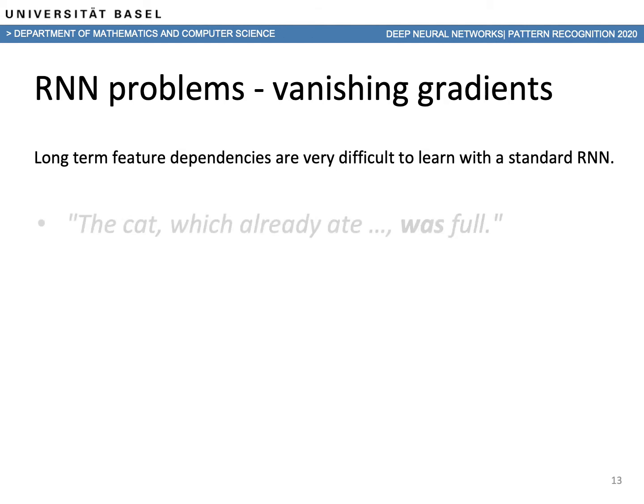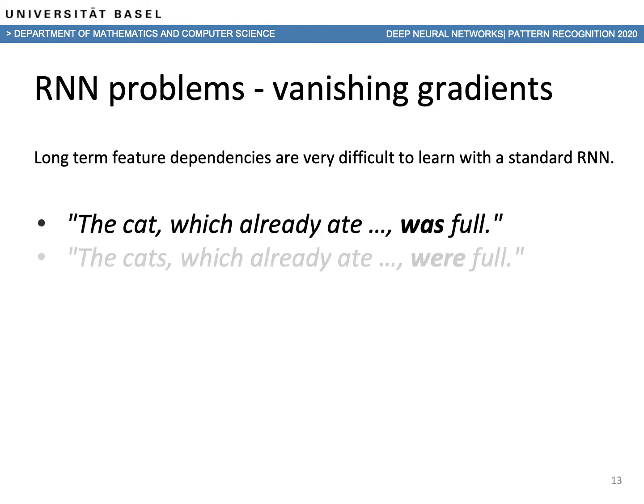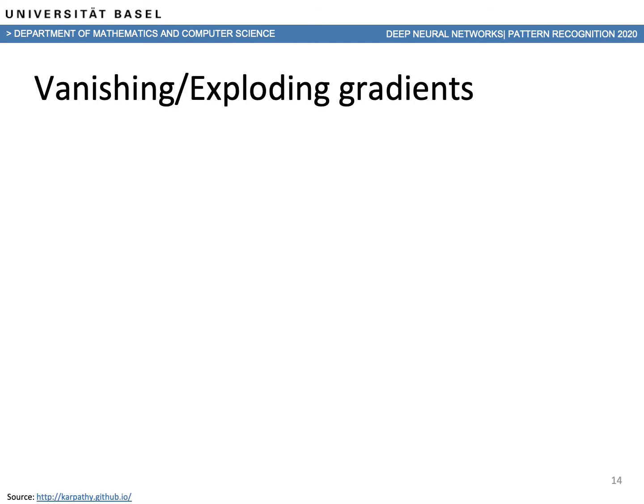The gradient has then vanished. Let's look at two different sentences here. The cat which already ate, or the cats which already ate. And then later on in the sentence, we need to have this long-term dependency, to figure out if it was or were full, if it was single or plural in the sentence here. So the main problem in RNNs is this vanishing/exploding gradient problem.